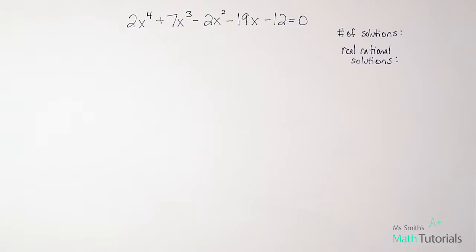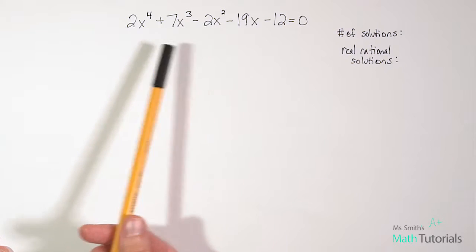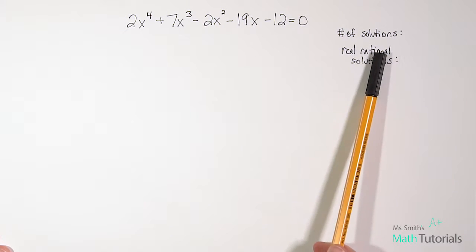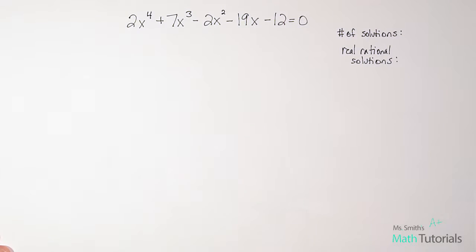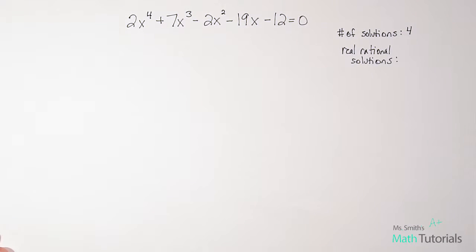Okay, let's look at one more example together. In this one, notice that this is a quartic degree. We have a quartic polynomial. This is a 5-term polynomial. In this case, we would definitely want to use division. When we determine our number of solutions, well, our highest exponent is 4, so that means we have 4 solutions. Now for our real rational solutions, you'll notice I put plural there because something interesting happens here with this one.